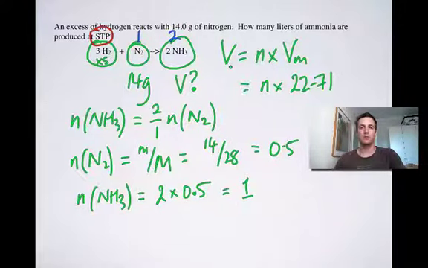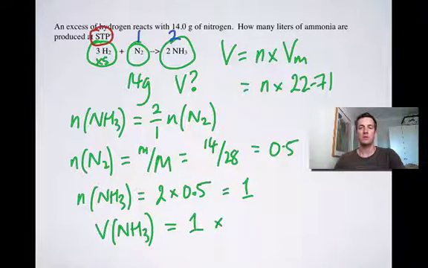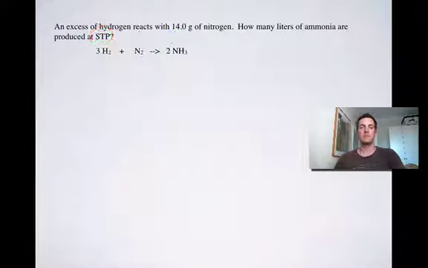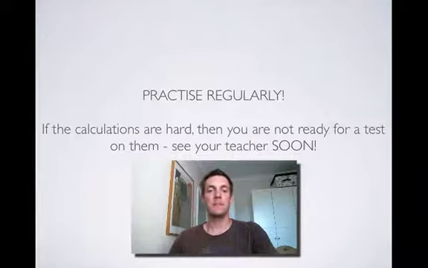Right, so the volume of ammonia, and again I'm writing an expression for the thing I'm trying to find, is equal to its number of moles, which is 1, times the molar volume, 22.71. How do we know it's that? Because we're at STP, and you don't need to get your calculator out to find that one, I don't think. It's 22.71 litres. So there's another stoichiometry question involving gases.